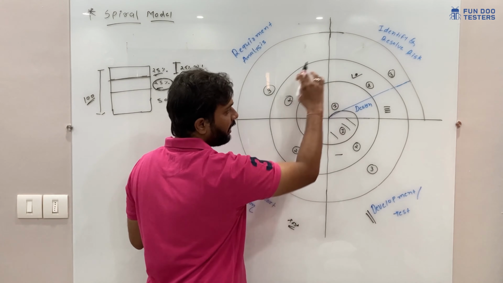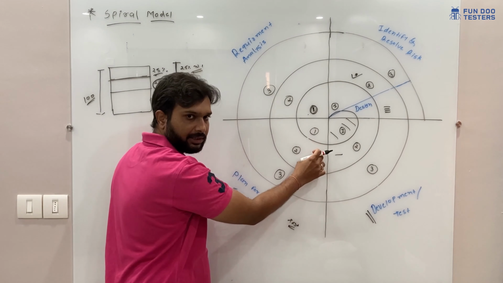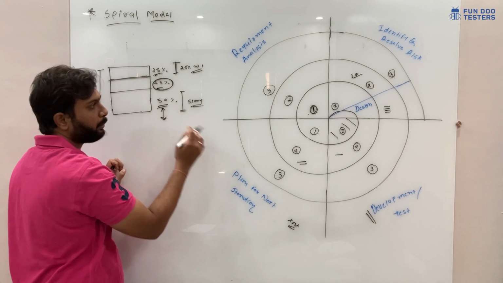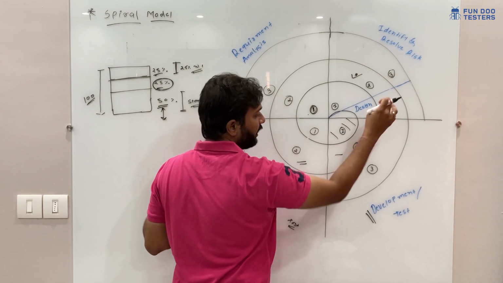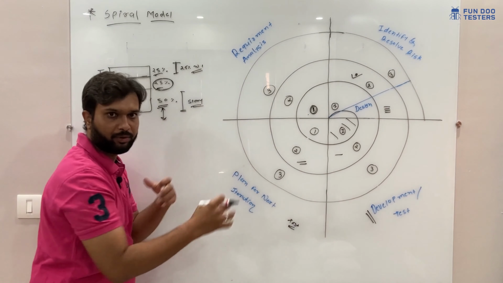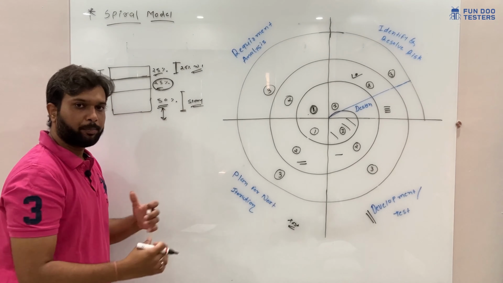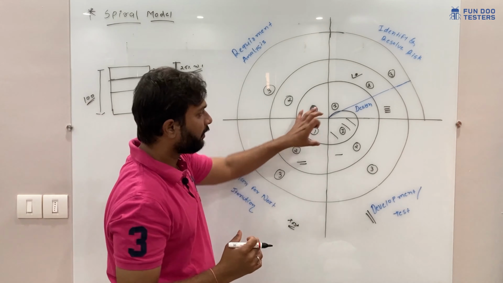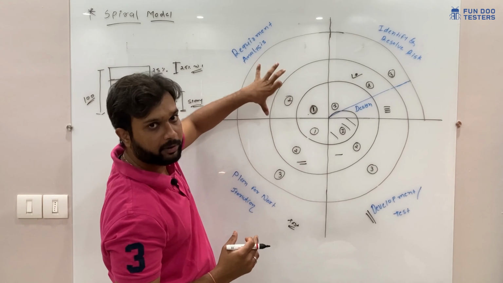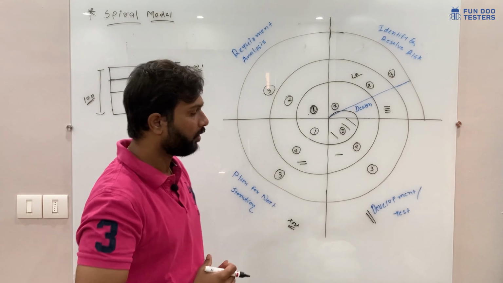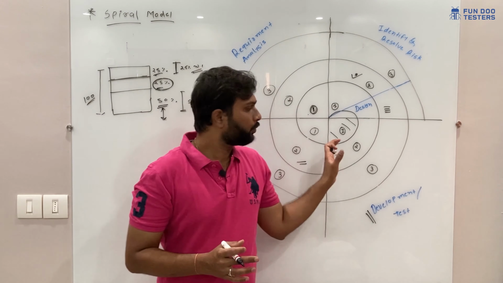The first phase is done, then we are in the second phase. Once the second phase is done, we again follow the same procedure for this 50% part: requirement analysis, risk, development, and again plan for the next iteration if we have another plan. This is how the spiral model will work. 25%, then 25, then 50, or 10, 10, 10. This is how it works. I hope up to this it is clear.